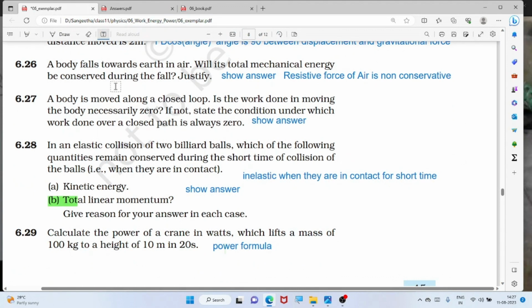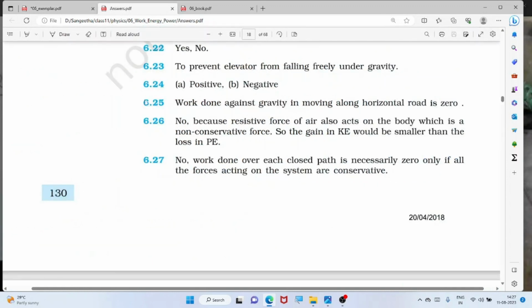A body falls towards the earth in the air. Will the total mechanical energy be conserved? It will be conserved if there is no air resistance. The resistive force of the air also acts on the body, which is a non-conservative force.